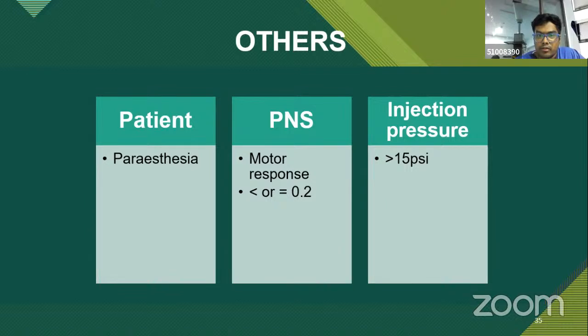And with respect to PNS, if the motor response is present at less than 0.2, it is definitely an intravascular or intraneural injection. Then you immediately stop and withdraw. Then, if the injection pressure is more than 15 psi, you will definitely have to stop, which suggests intraneural injection.